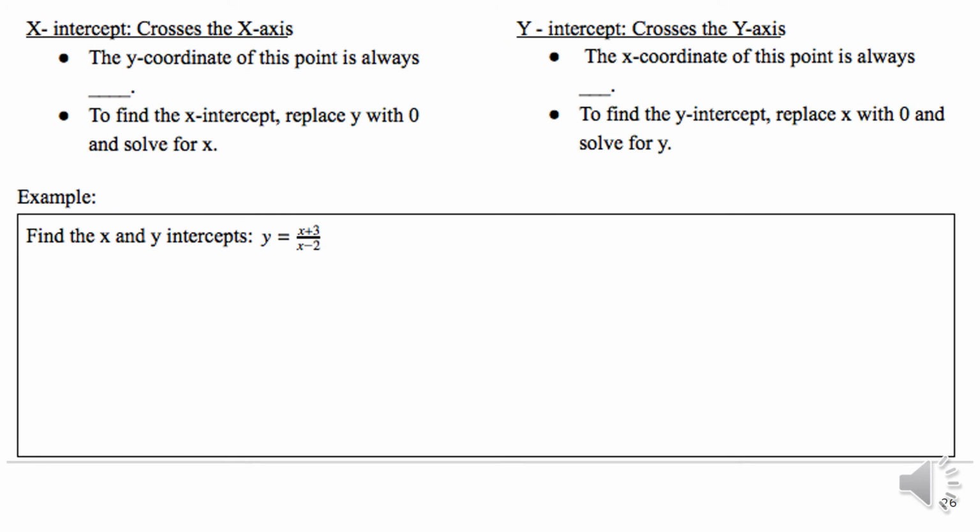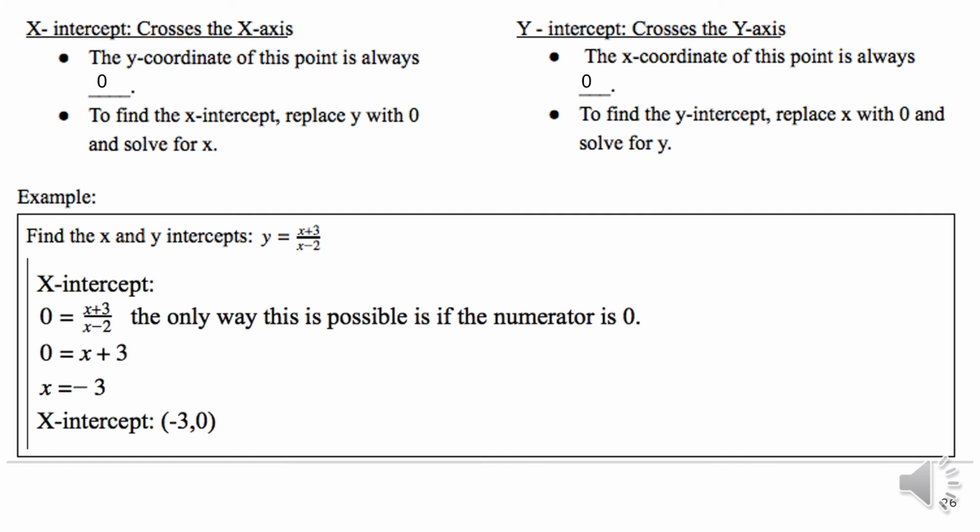To find the x-intercept, that's where the function crosses the x-axis, and it means our y-coordinate is 0. To find the y-intercept, which is where the function crosses the y-axis, the x-coordinate is 0. So let's go ahead and practice again to find the x and y-intercepts of this function. To find the x-intercept, we need to set it equal to 0. 0 equals x plus 3 over x minus 2.